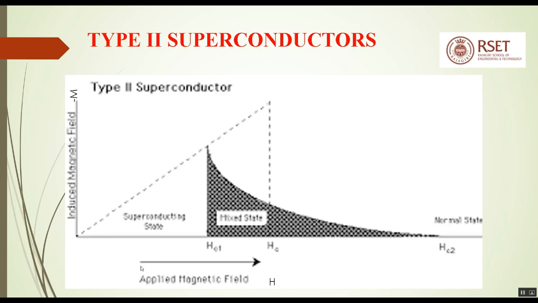Now you increase the external magnetic field from Hc1. You can see that at the lower critical field value Hc1, the magnetic field lines begin penetrating the material. That means when you increase the magnetic field value from Hc1, the magnetic field lines usually begin to penetrate the specimen. Now you further increase the magnetic field.